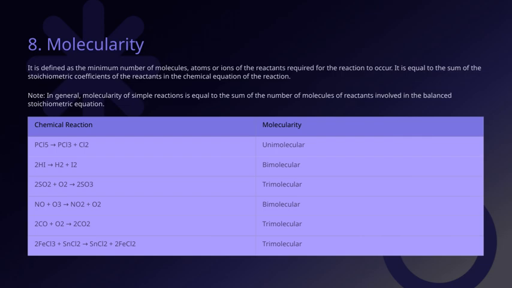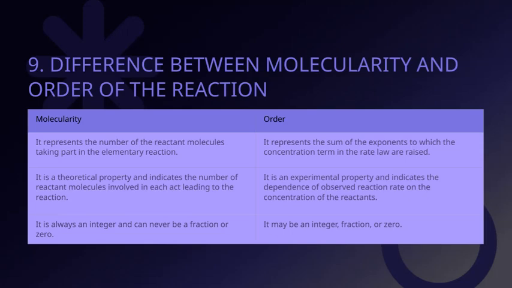Similarly, when three molecules participate, such as in the oxidation of sulfur dioxide to sulfur trioxide, we call it trimolecular. It indicates a more complex interaction involving three particles. By understanding molecularity, we gain insight into the reaction's complexity and how particles interact at the molecular level. This concept helps us predict reaction rates and mechanisms, which ties into the overall theme of understanding chemical behavior at the molecular scale. Let's take a closer look at the difference between molecularity and the order of a reaction.